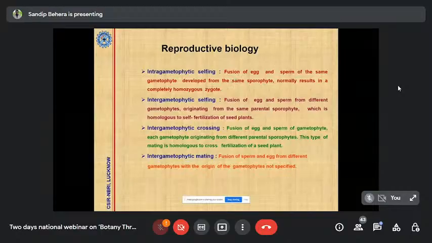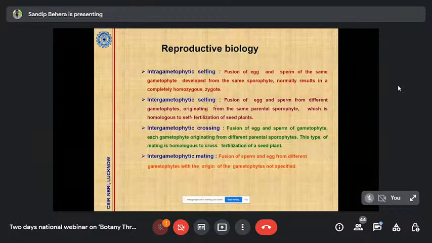If from that gametophyte one sporophyte is developed, that means both egg and sperm were developed from that same gametophyte, and fusion fertilization took place, and zygote was formed and new sporophyte was formed. That means in the single gametophyte, all things happen. So this is called intragametophytic selfing. That means in the same gametophyte, fertilization took place to produce a sporophyte.